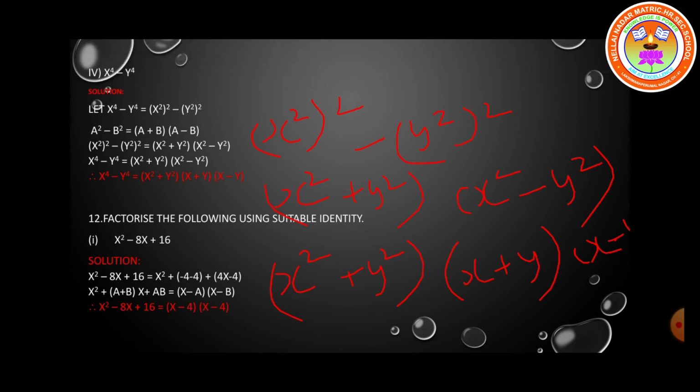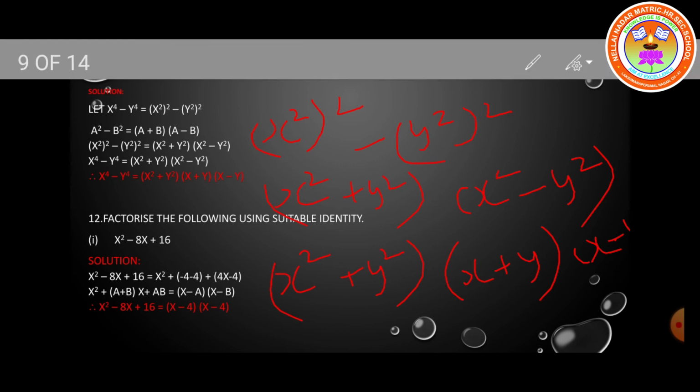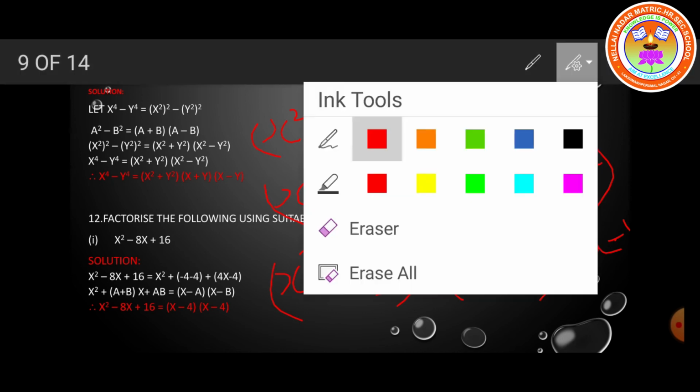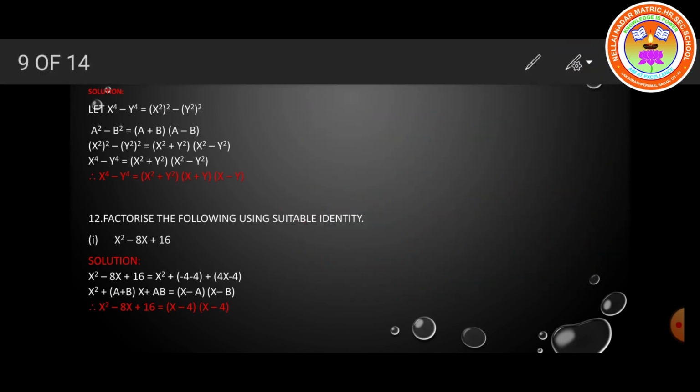Now we are going to see the next one. Next is factorize. Factorize the following using suitable identity. First one: x square minus 8x plus 16. What's the formula? (a minus b) the whole square is equal to a square minus 2ab plus b square.